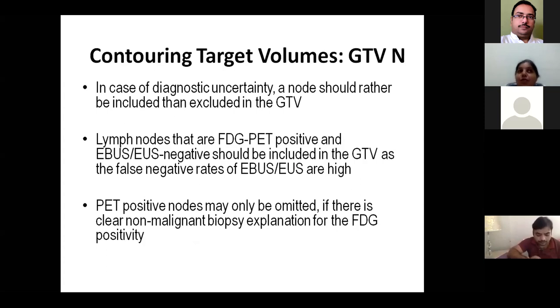PET positive nodes should only be excluded provided either you have a biopsy or you have a very clear cut explanation that the patient has sarcoidosis or concurrent tuberculosis, or your radiologist suggests that these are symmetrical lymph nodes which look more inflammatory. In that case, you might exclude these PET positive lymph nodes.